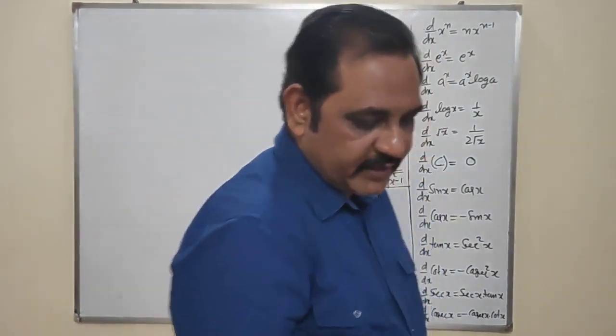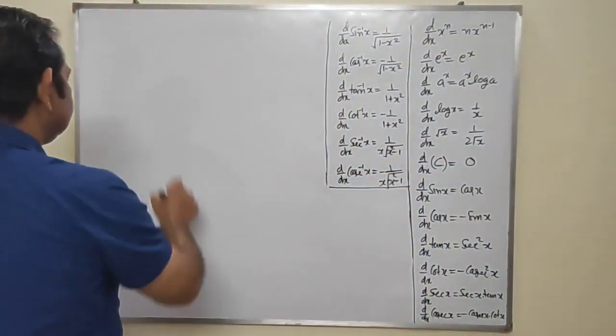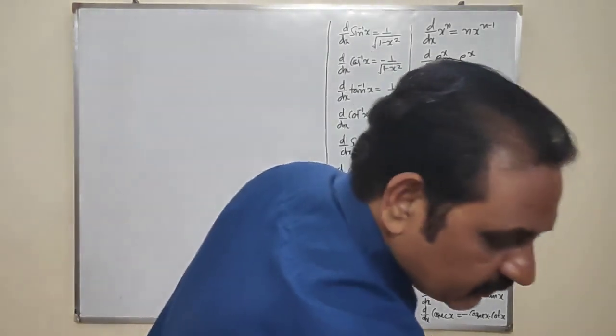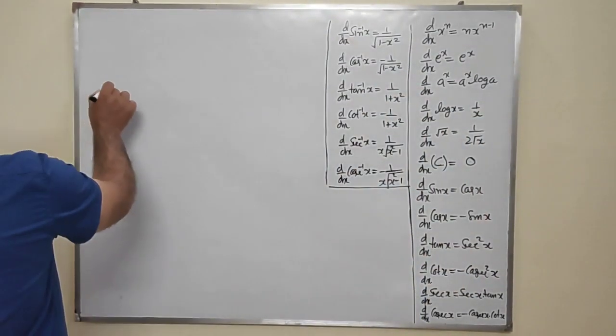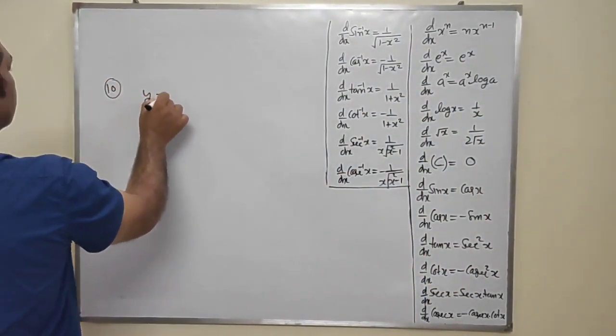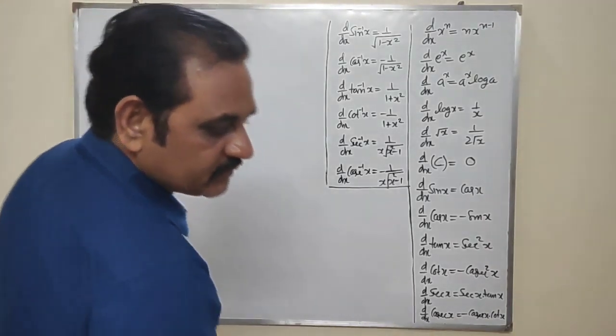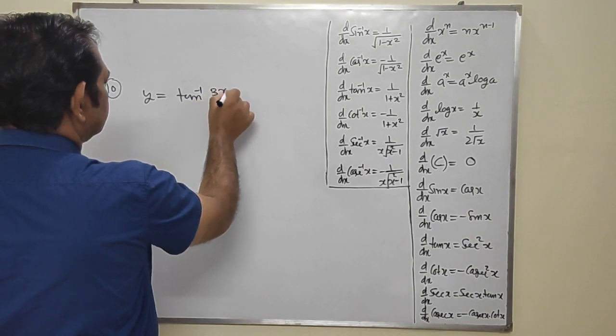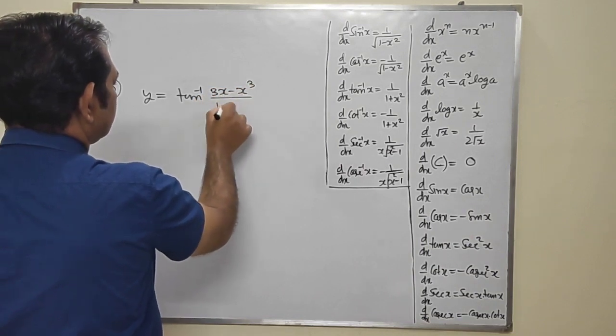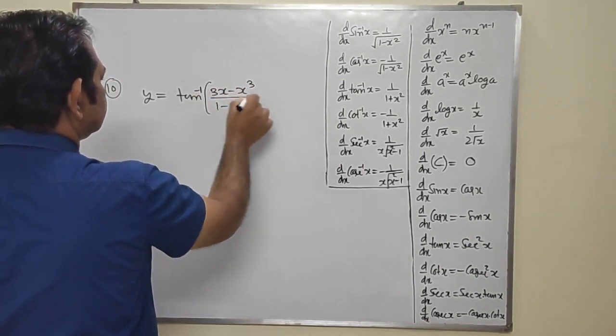y is equal to tan inverse of 3x minus x cube upon 1 minus 3x square. This was question number 10.